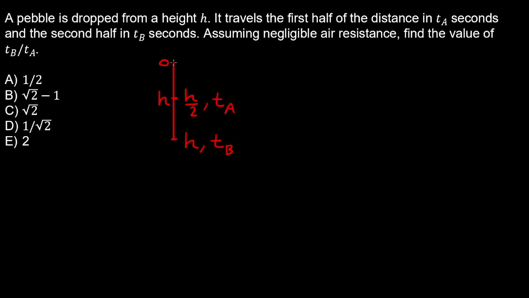Well, if we take our initial position at 0, we have the final position of h on 2 is equal to the initial position of 0 plus the initial velocity being 0 by ta as we drop the pebble from rest, plus 1/2 by the gravitational acceleration by ta squared.